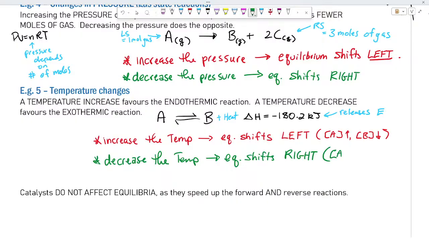So in this case, that would actually cause the concentration, if this shifts right, it's going to cause the concentration of A to go down and the concentration of B to go up. That's right. Good.